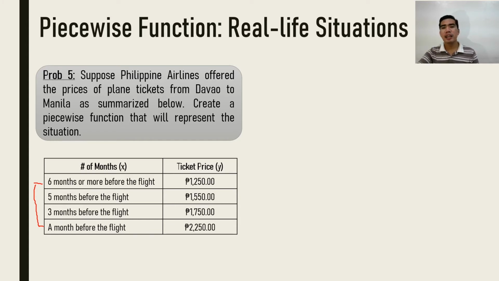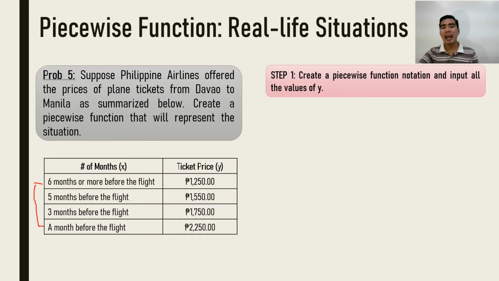So the first thing we will do is input all the values of y. Since we have here the values of y, we have 1,250, 1,550, 1,750, 2,250. So we will input all of those. Okay?